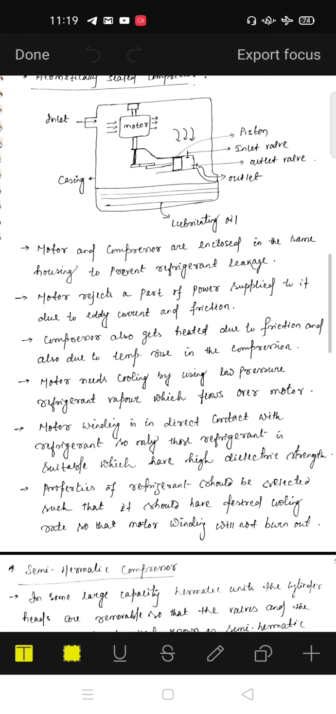The properties of the refrigerant should be selected such that it has the desired cooling rate so that the motor winding will not burn out.